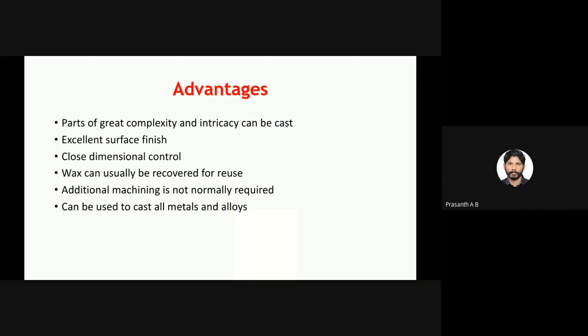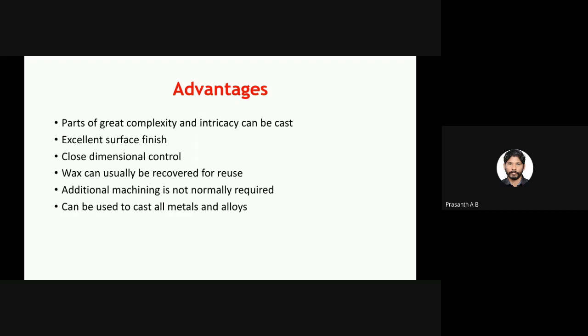Now we will see the advantages. The first advantage is that parts of great complexity and intricacy can be cast. Here I told you that the molten metal fluidity is increased because of preheating of the mold, so it can reach every nook and corner. So more intricate and complex shapes can be easily cast. Excellent surface finish, as we have already discussed, because of fine grains used at the innermost wall of the mold, and because of preheating we get excellent surface finish. Close dimensional tolerance, for the same reason.